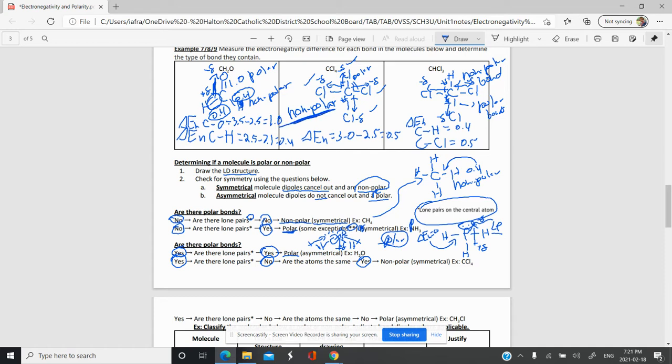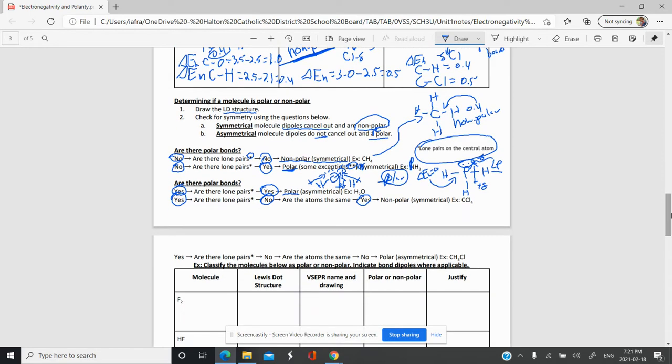Nonpolar. Whereas if you had something like this where you said, are there polar bonds? You say yes. Are there lone pairs around the central atom? You say no. Are the atoms the same? You say no. Then it'd be polar because we're asymmetrical.